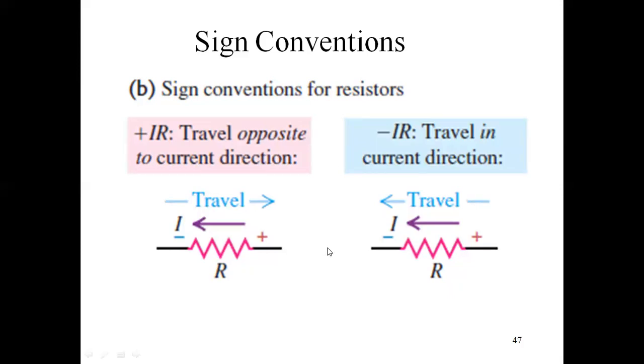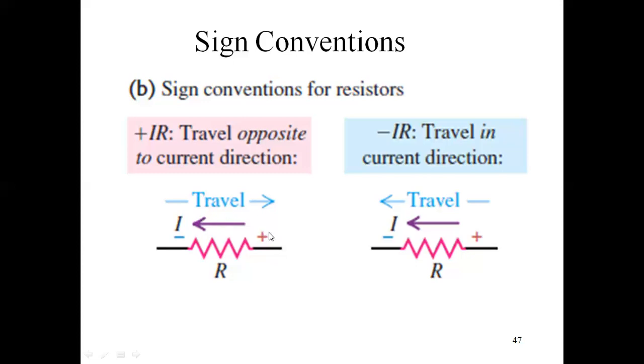So here again the resistor, we are traveling in this direction, opposite to the direction of the current. The current direction is from right to left, and here we are traveling from left to right. So whenever we are traveling opposite to that of the current, that means we are traveling from negative to positive, which means there is a rise in voltage.